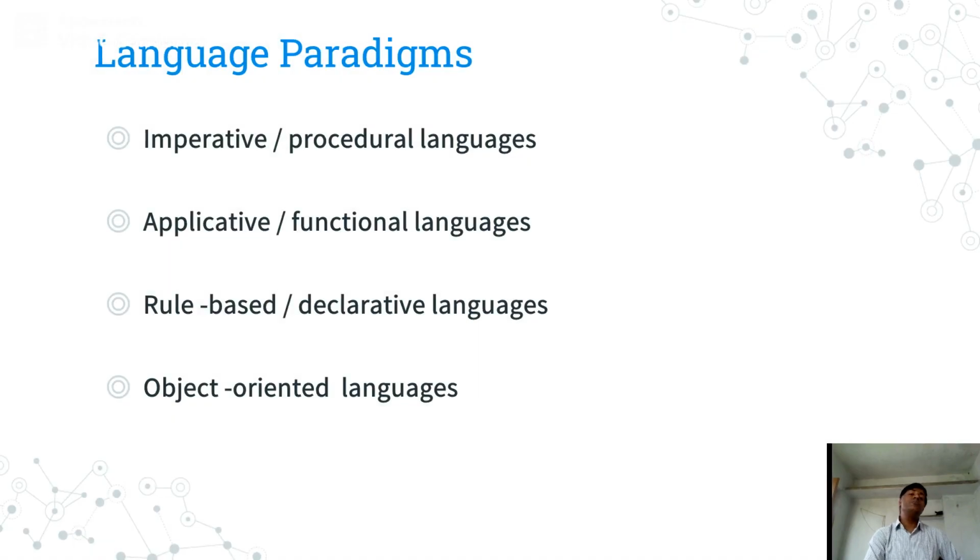Now, language paradigms. We can divide programming languages into four types: imperative or procedural languages, applicative or functional languages, rule based or declarative languages, and object oriented languages.